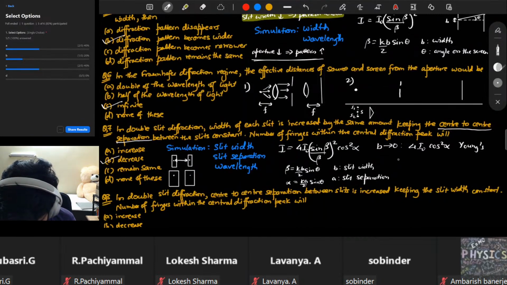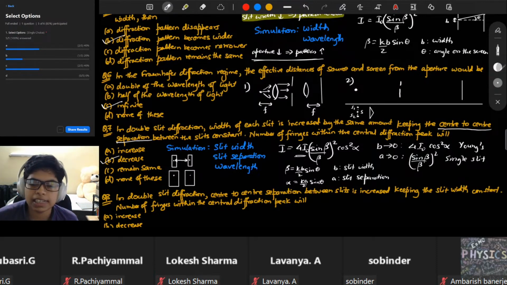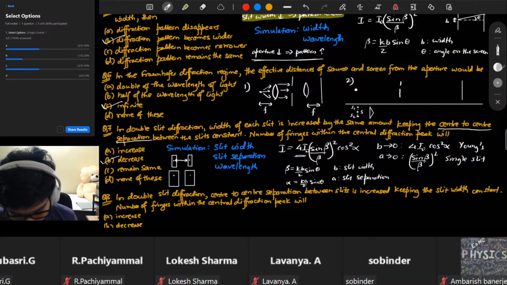On the other hand, if you make your slit separation equal to 0, then you obtain the single slit. Then you obtain this sine beta over beta squared, apart from that extra 4 I naught term. But this functional form is the same as your single slit diffraction pattern. So this double slit diffraction pattern is basically a combination of single slit diffraction and Young's double slit interference. It's a product of those two. So let us see in the simulations.